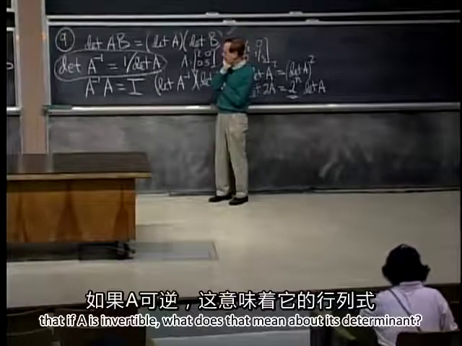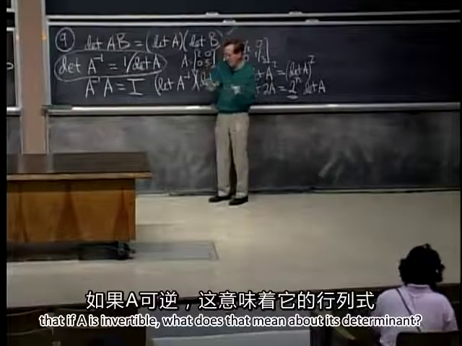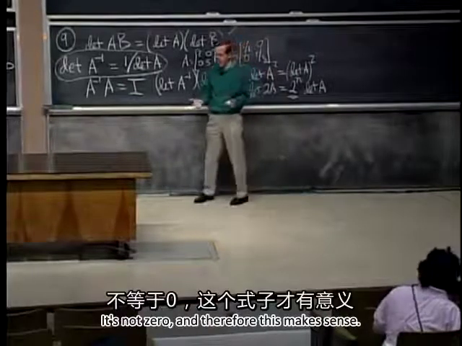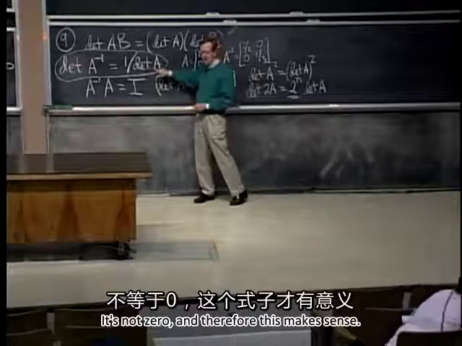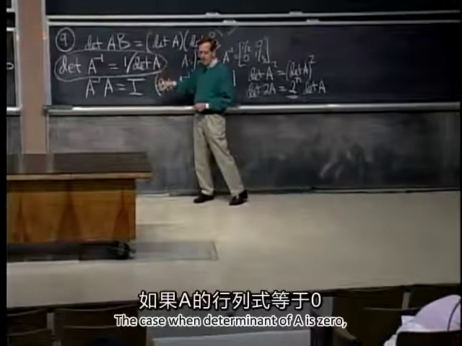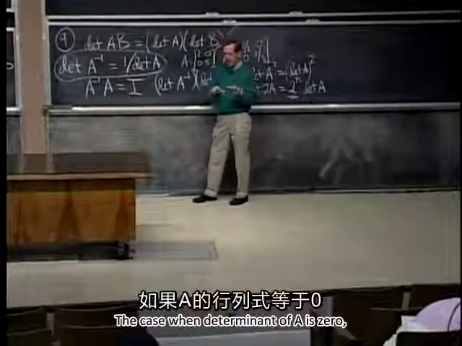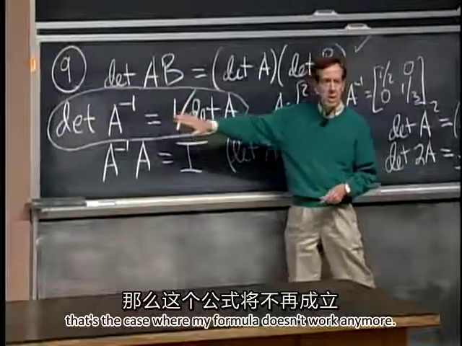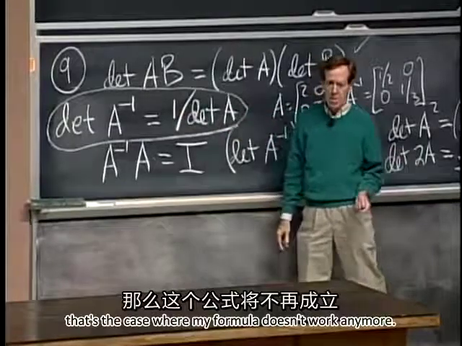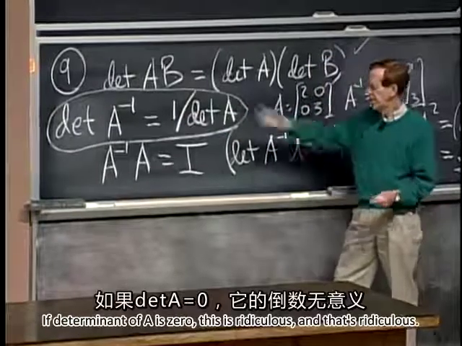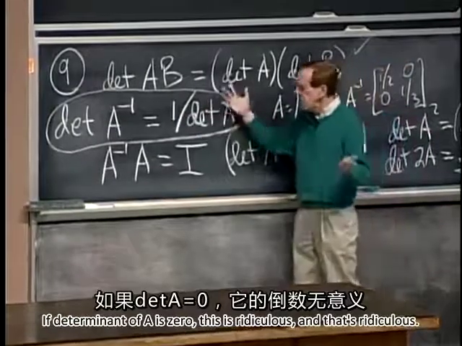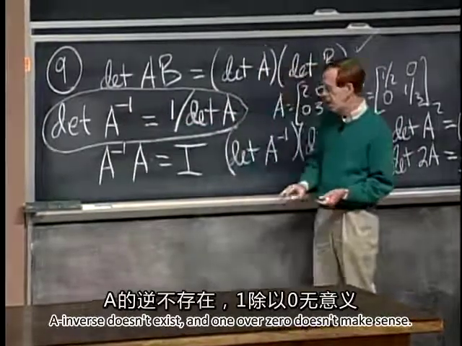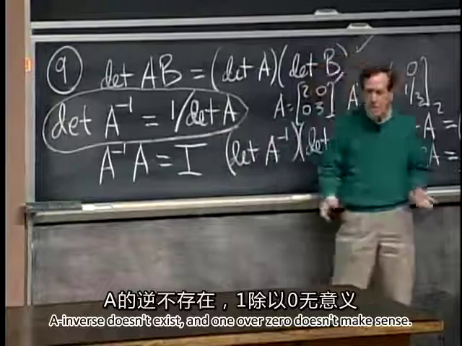And notice the way this rule sort of checks out with the singular, non-singular stuff. If A is invertible, what does that mean about its determinant? It's not 0. And therefore, this makes sense. The case when the determinant of A is 0, that's the case where my formula doesn't work anymore. If the determinant of A is 0, this is ridiculous, and that's ridiculous. A inverse doesn't exist, and 1 over 0 doesn't make sense.